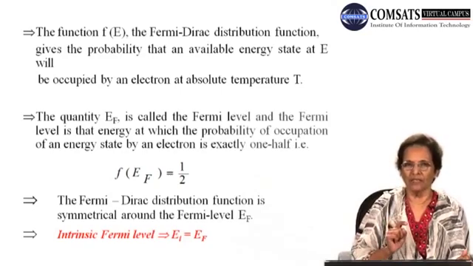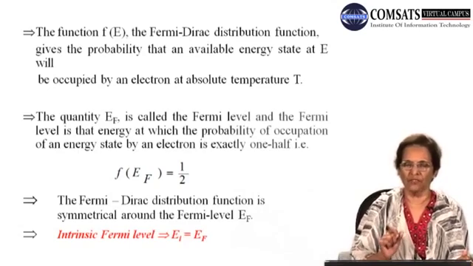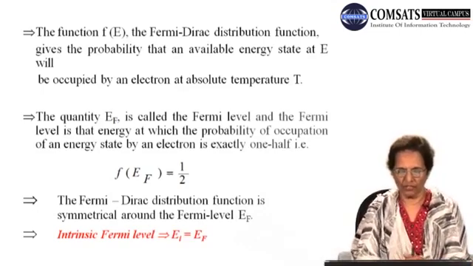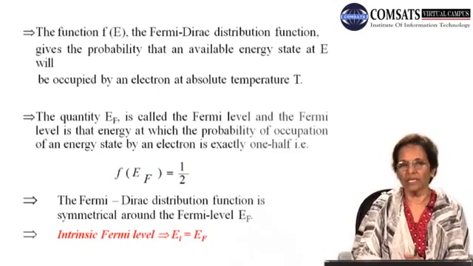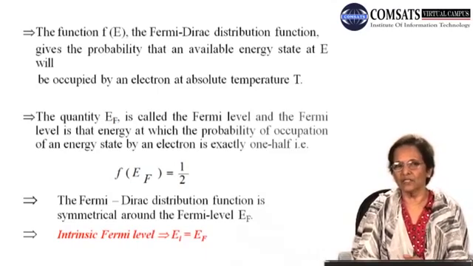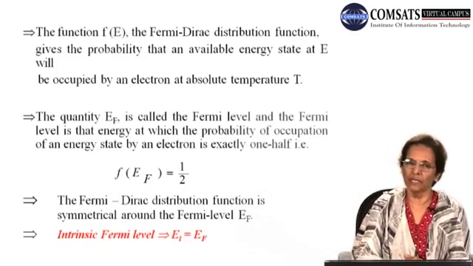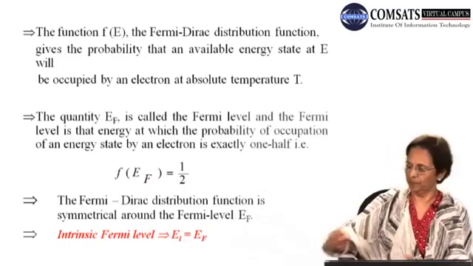So capital E with a subscript F, EF, is that energy level at which the probability of finding the electron is half. The Fermi-Dirac distribution function is symmetrical around the Fermi level EF, and for intrinsic material the Fermi level EI is equal to EF. In other words, EF will be in the middle of the band gap.